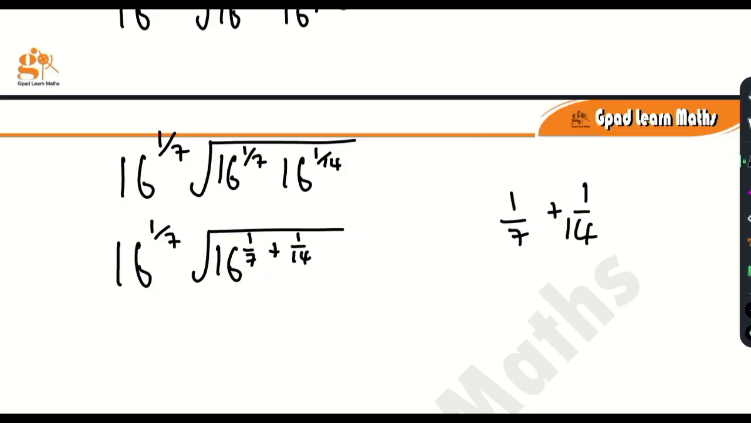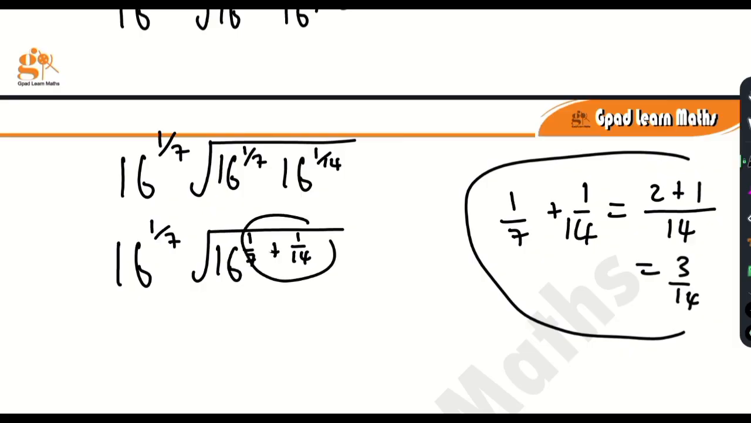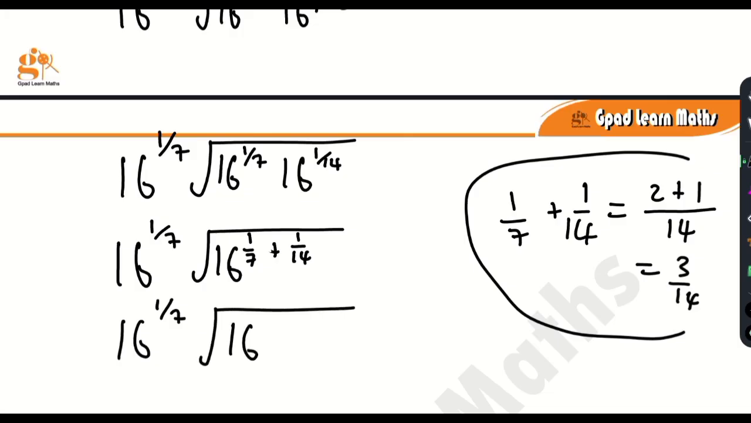If you add these two fractions, give it a common denominator. So 7 goes into 14, 2. 2 times 1 here is 2. And 14 into 14 is 1. 1 times 1 is 1. So I'm going to have 3 over 14 when I add these two fractions here. Okay, let's rewrite that. So that's 16 raised to the power 1 over 7 square root of 16 raised to the power 3 over 14.